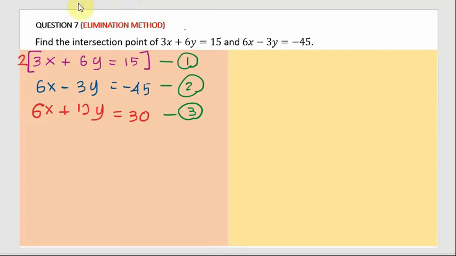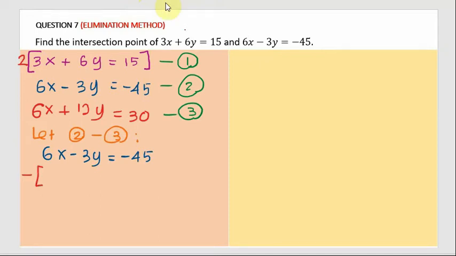Now, let the second equation minus the third equation. Then we have here 6x minus 3y equals negative 45, minus the third equation. The third equation is 6x plus 12y equals 30.